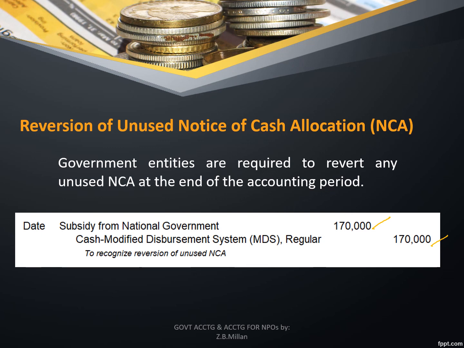So, let's say for example, entity A, after the end of the quarter, hindi niya na-utilize yung 170,000 na notice of cash allocation. So, to recognize yung reversion ng unused notice of cash allocation, again, recognize lang natin or reverse lang natin yung entry when we recorded the receipt of notice of cash allocation, which is mag-debit tayo sa subsidy from national government and i-credit to cash modified disbursement system regular.